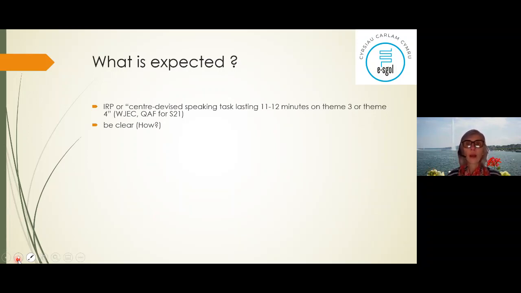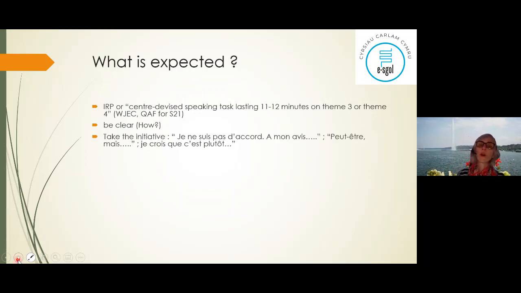How can you be clear? Speaking slowly and preparing a lot in advance will help you to be clear when you do your presentation. So also you are expected to take the initiative during the speaking.